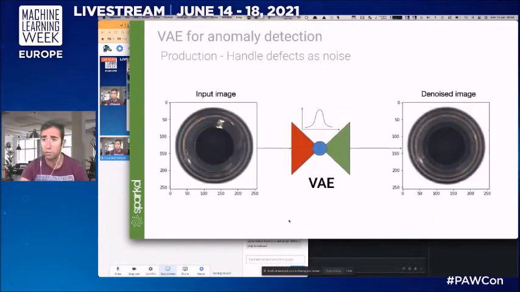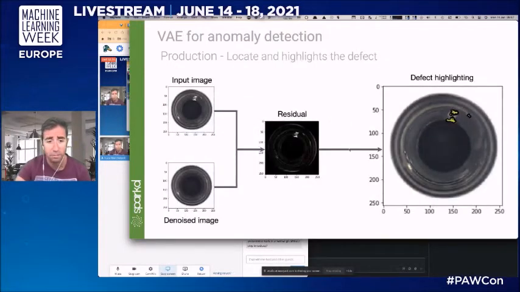So the variational autoencoder essentially is able to take the input image, as we said before, and if you are careful, you can spot the defect here, and denoise the image. So it removes this artifact, it removes this anomalous part, and it gives you a clean image. So what do you do with the denoised image? Well, very simple. You subtract it from your input image, and you get what we call the residual image. In this residual image, the defect is highlighted, as you can see here on the top.